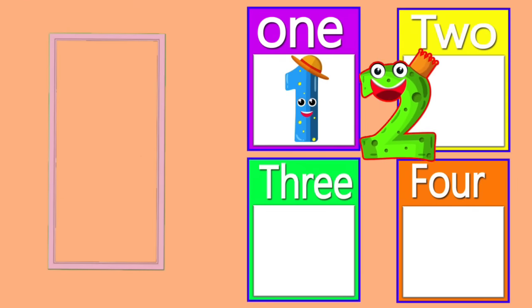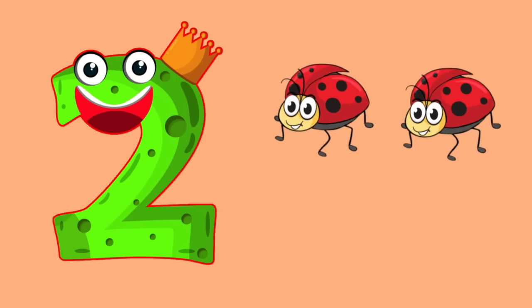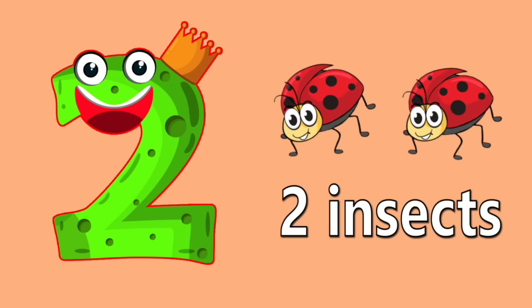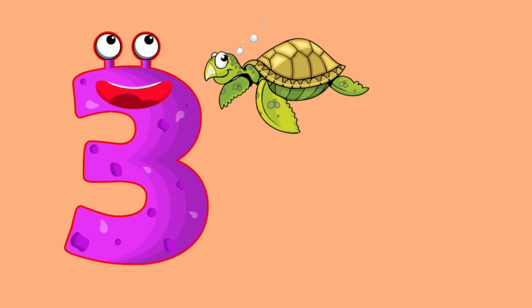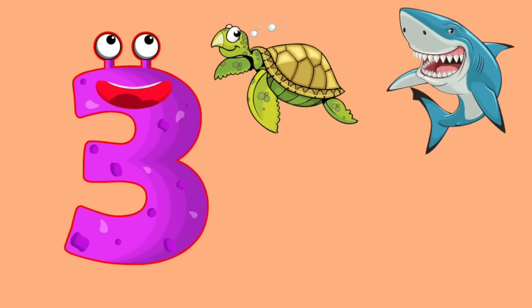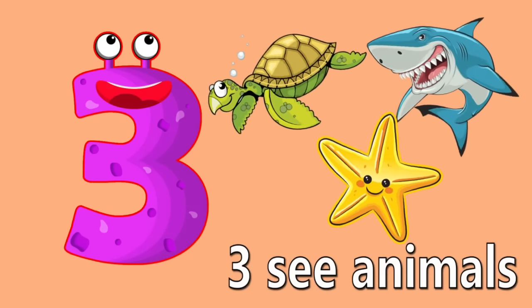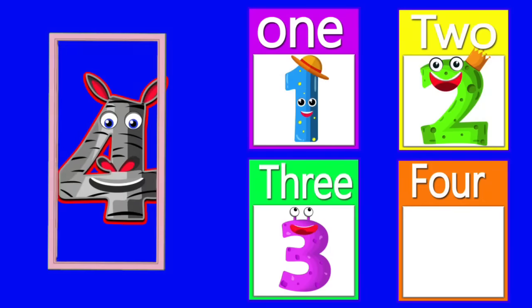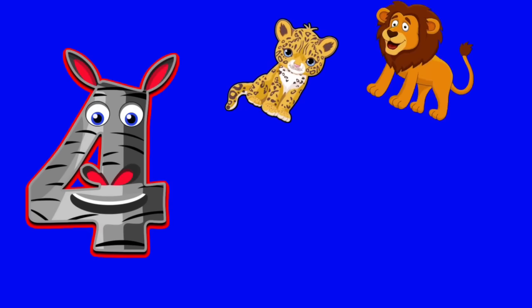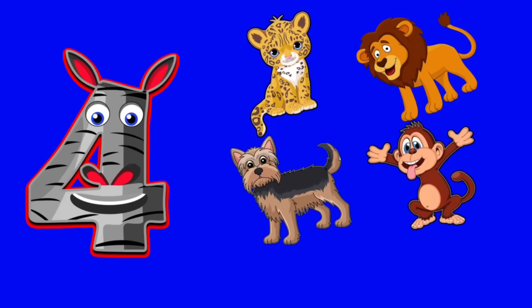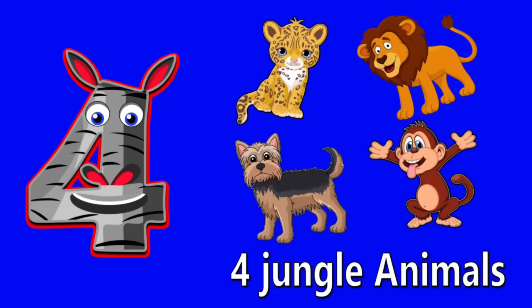Two. 1, 2, 2 insects. 3, 1, 2, 3, 3 sea animals. 4, 1, 2, 3, 4 jungle animals.